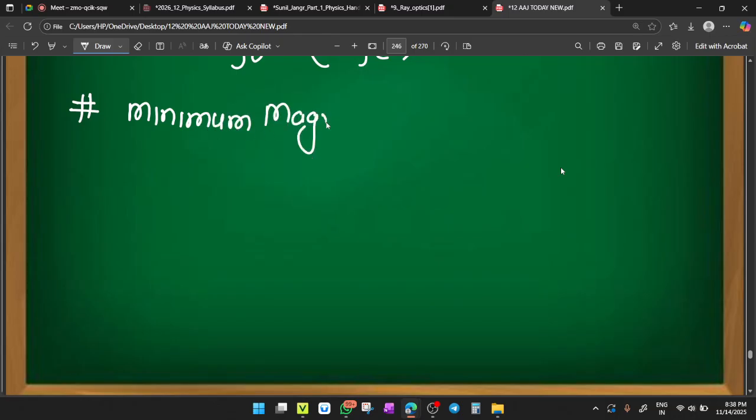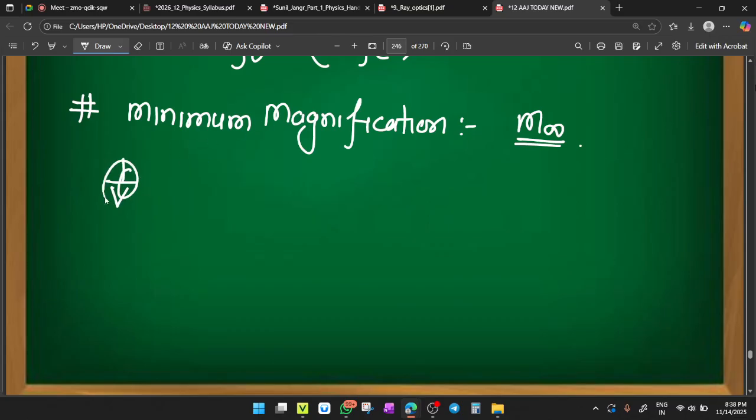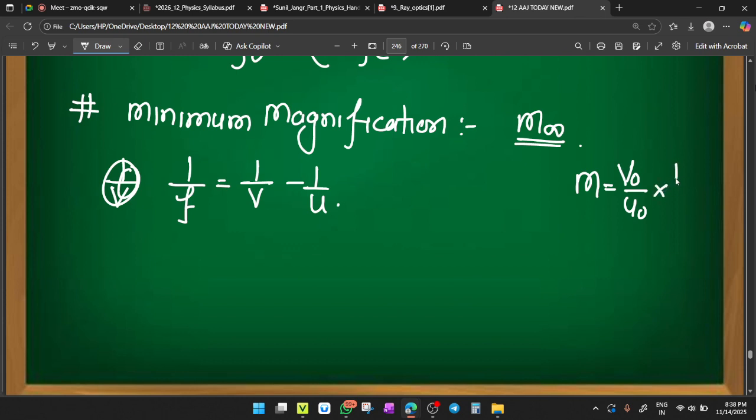Minimum magnification. Okay, minimum magnification will be carried out when your final image will be formed at infinity. So we have the formula 1 upon F equals to 1 upon V minus 1 upon U. Clear? And for magnification, you have M equals to VO upon UO into D upon UE.